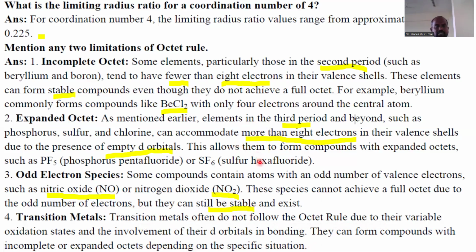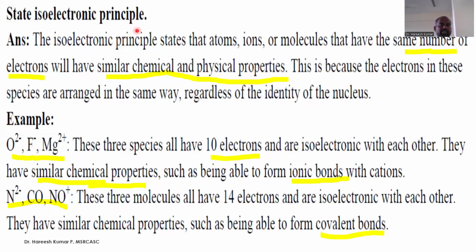Let's go to the next slide. State the isoelectronic principle. The isoelectronic principle states that atoms or molecules that have the same number of electrons have similar chemical and physical properties. This is because electrons in these species are arranged in the same way, regardless of the identity of the nucleus.